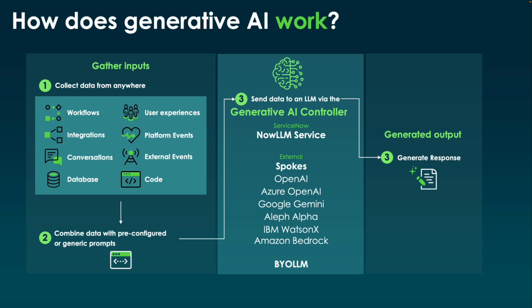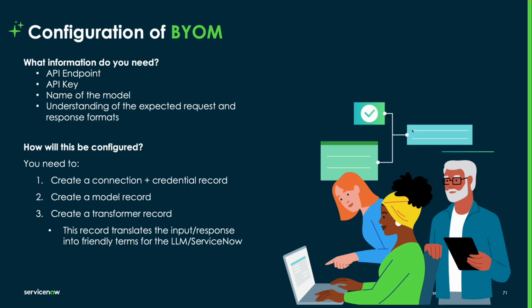If you want to use a model that is not included within that list of spokes, then this video is what you will need, because we will be using the generic LLM connector to bring your own model. If we go back, we have the data, we have the prompt, we pass it to the LLM, and then a response is generated for us to do something with.